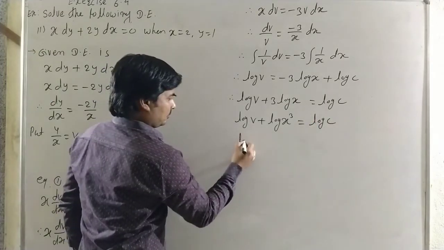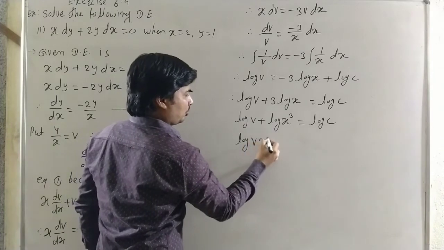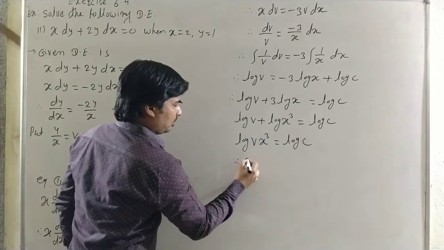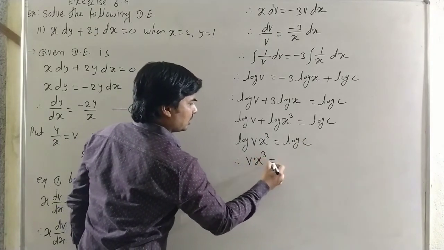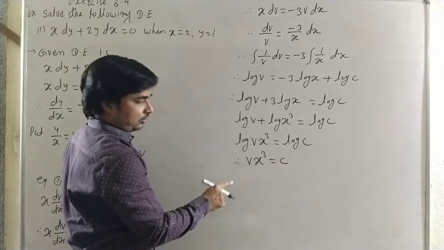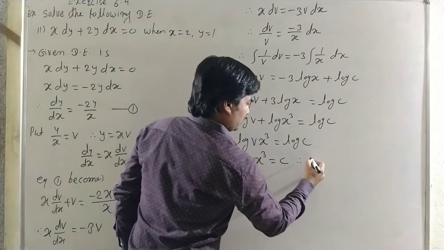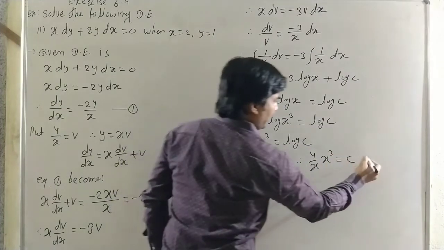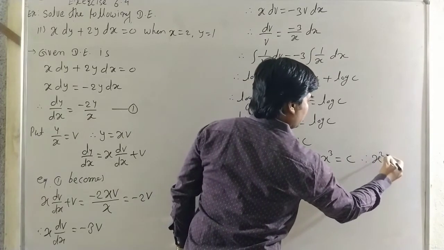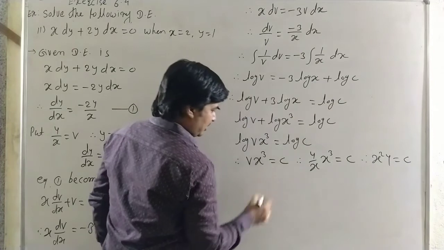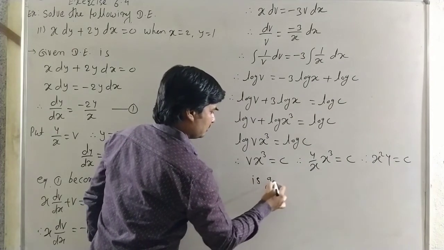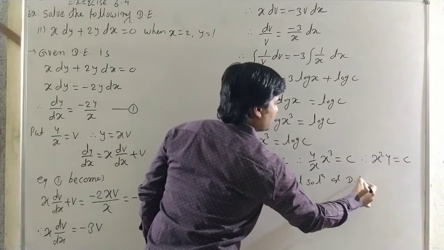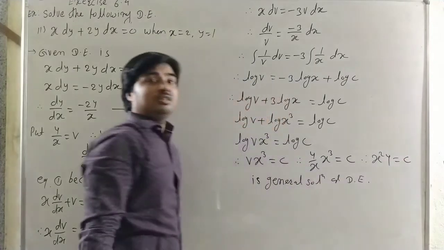Then log v into x cube is equal to log c. Then removing log on both sides, therefore v into x cube is equal to c. Then put the value of v, therefore y by x into x cube is equal to c, and therefore x square into y is equal to c is the general solution of the differential equation. It is x square y is equal to c is the general solution.